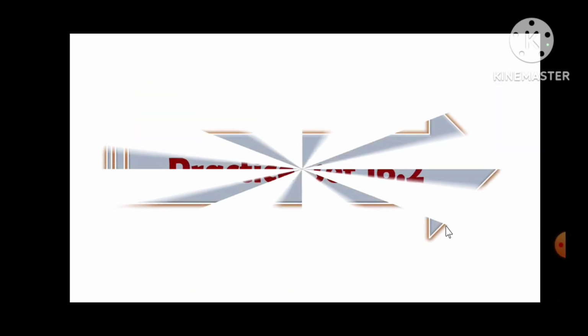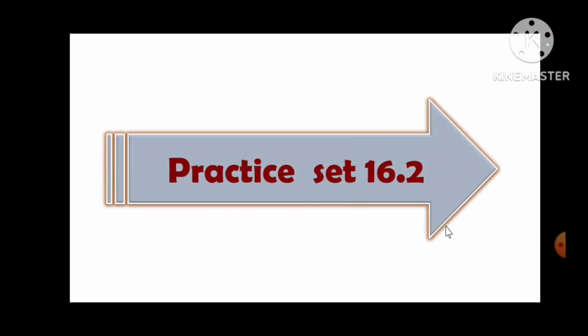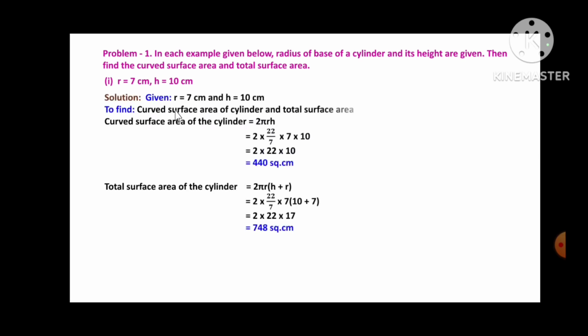So friends, now we will see some problems from practice set 16.2. Number 1: in each example given below, the radius of the base of a cylinder and its height are given. Then find the curved surface area and the total surface area. Here r is 7 cm, h is 10 cm. What do you have to find out here? Curved surface area of the cylinder and total surface area.